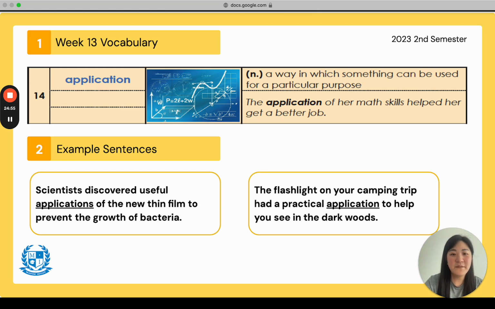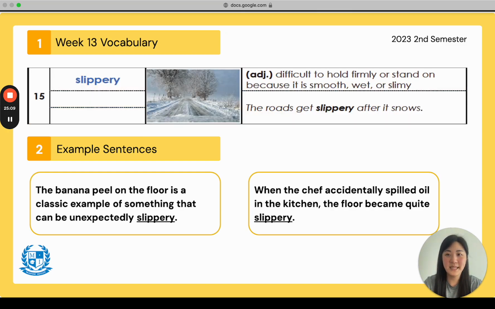Example 2, the flashlight on your camping trip had a practical application to help you see in the dark woods. So it had its purpose to bring light. Very good.